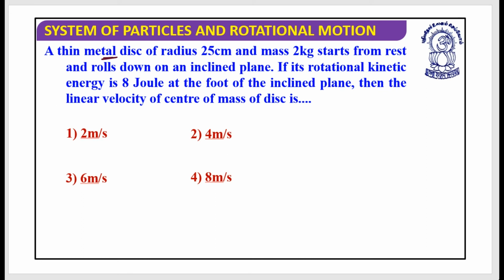It says a thin metal disc of radius 25 centimeter and mass 2 kg starts from rest and rolls down an inclined plane. If its rotational kinetic energy is 8 joule at the foot of the inclined plane, then find the linear velocity of the center of mass of the disc. How will you do this?